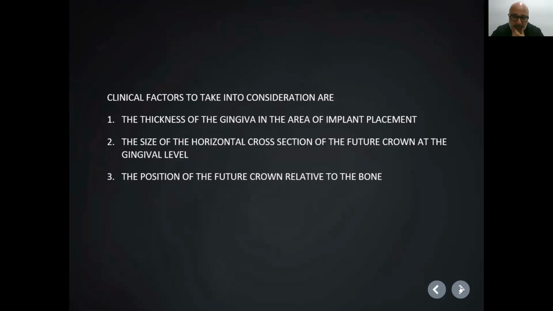Clinical factors to take into consideration are the thickness of the gingiva in the area of implant placement. The thicker it is, you know, the more liberty you have. The size of the horizontal cross-section of the future crown at the gingival level. So you need to see from the implant how wide it needs to be at the gingival level, and the position of the future crown relative to the bone. Okay.